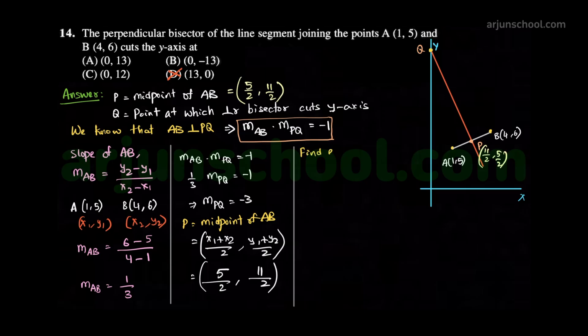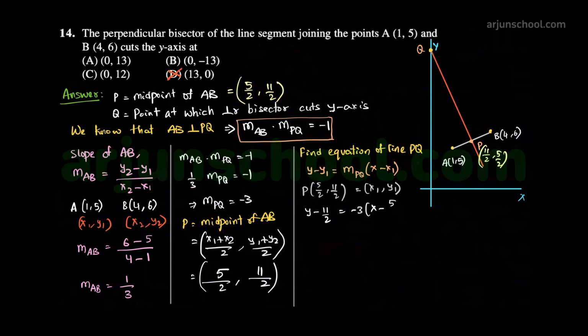Now let us find the equation of the line passing through the point P and having a slope of MPQ. What is the formula for the equation of a line passing through point (x1, y1) and having a slope M? y minus y1 is equal to M times (x minus x1). And here P (5 by 2, 11 by 2) is (x1, y1). Let us substitute the values. y minus y1, which is 11 by 2, equals slope MPQ, which is minus 3, times (x minus x1, which is 5 by 2).